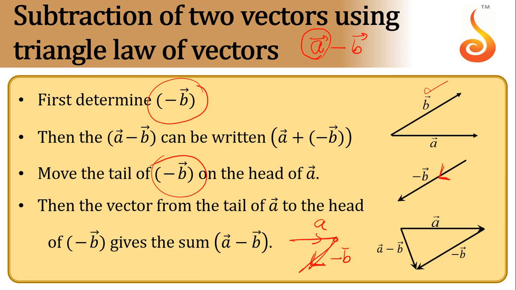This is what your triangle tells. Then the closing side of this triangle is here, and this is nothing but vector a minus vector b. Vector a minus vector b is obtained like this using the triangle law.